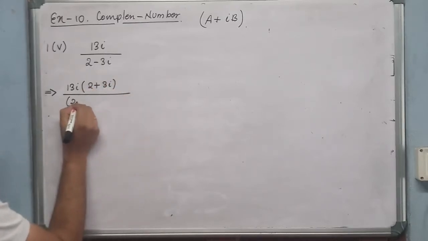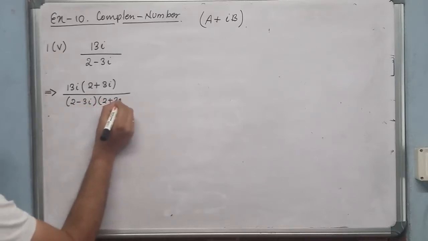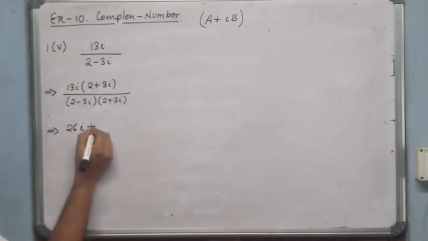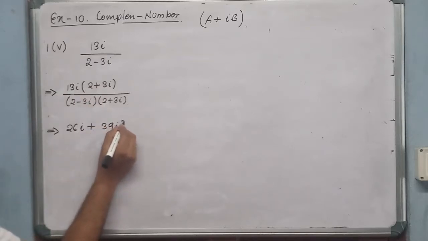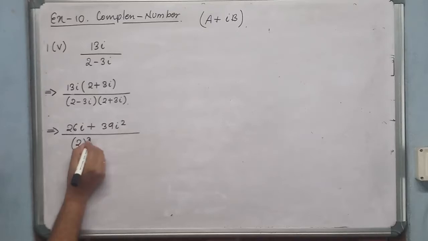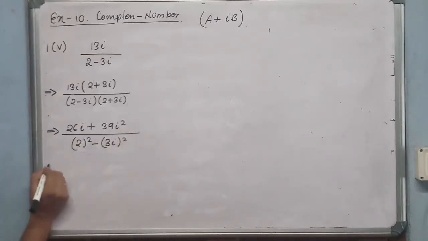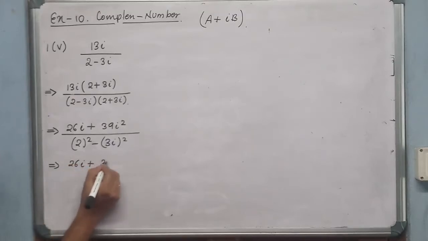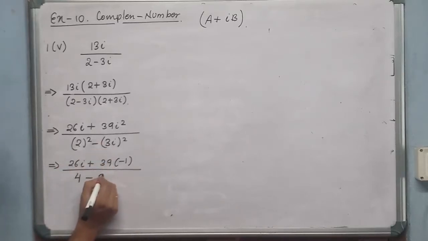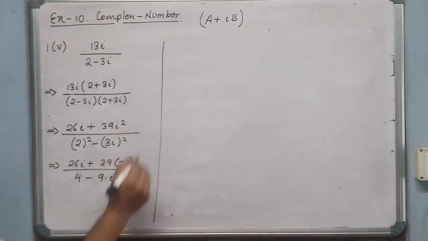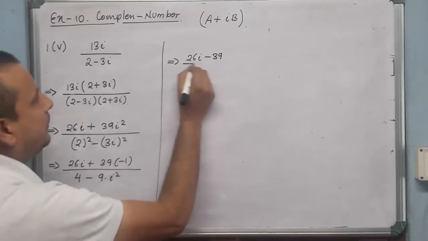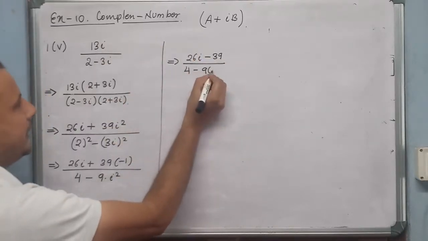2 plus 3i, then 2 minus 3i into 2 plus 3i. Numerator, I'll open this bracket, it is 13 into 2 is 26i plus 3 3s are 9, 3 1s are 3, i into i is i square. Now in terms of the formula, a plus b into a minus b is a square minus b square, equals 26i plus 39, the value of i square is minus 1, over 2 square is 4 minus 3 square is 9 into i square. Now it is 26i minus into plus minus 39 over 4 minus 9 into i square is minus 1.